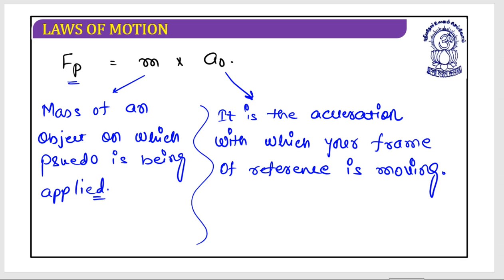So this is pseudo force, which is equal to mass into acceleration. This F P is equal to m into a naught, where m stands for the mass of an object on which pseudo force is being applied, and a naught is the acceleration with which your frame of reference is moving. I hope this is clear.